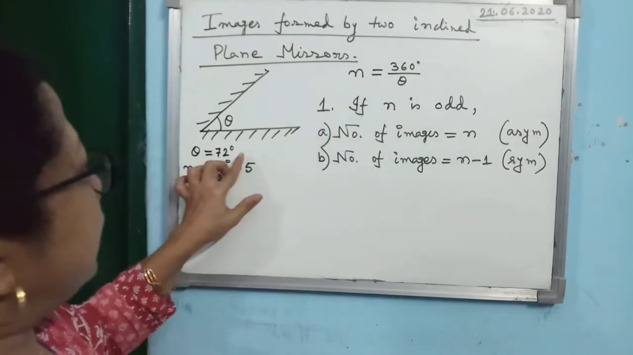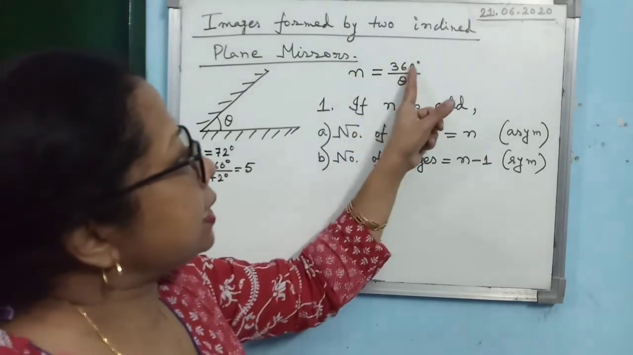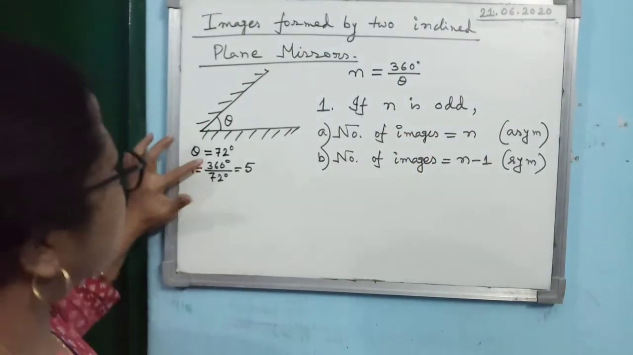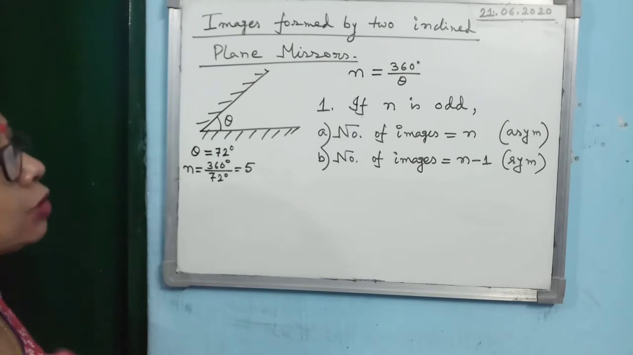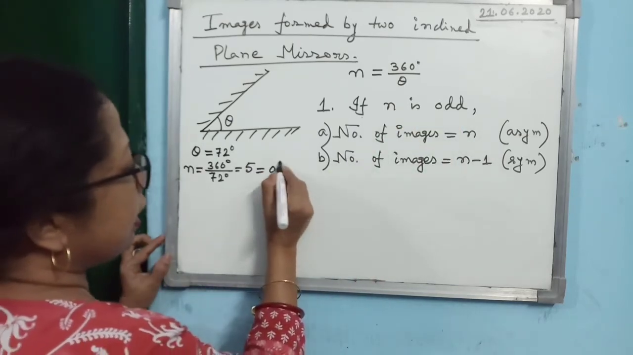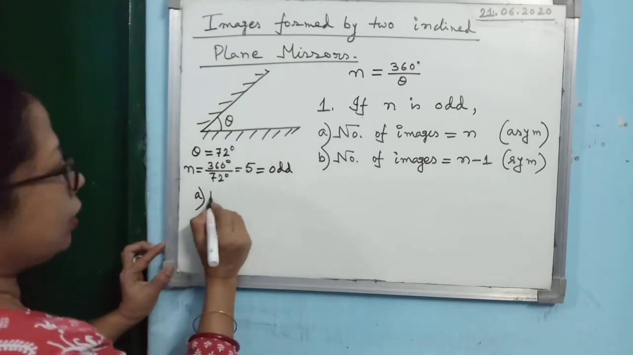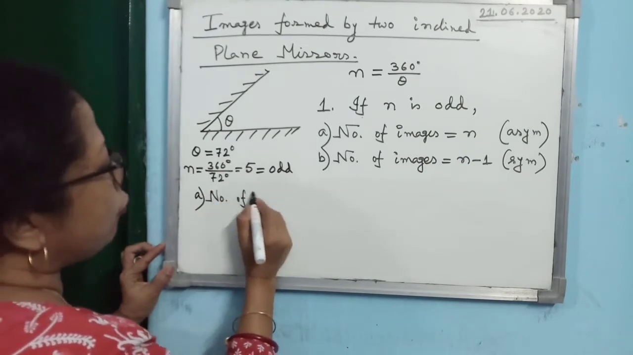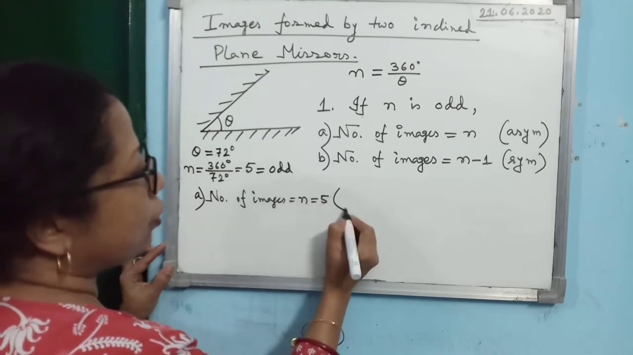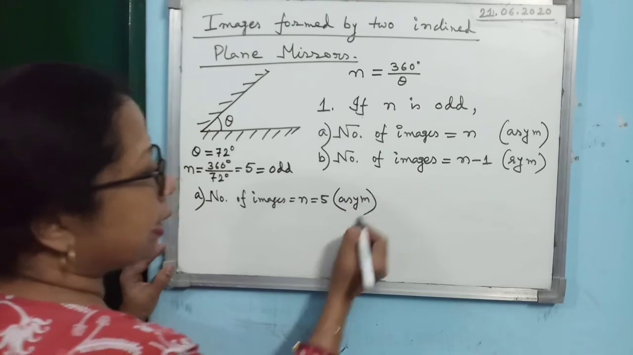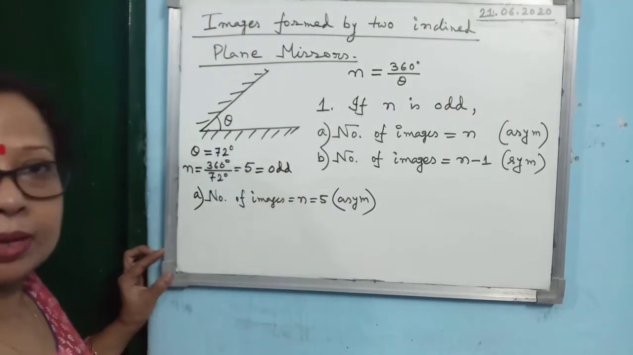Suppose theta is equal to 72 degrees. Then, as I said, you will first calculate 360 by theta. When you calculate 360 by 72 degrees, it comes to 5. 5 means what? It is odd. Then when n is odd, what do you have to write? This is the way you will write: the number of images is equal to n, equal to 5, for the asymmetrical setup. It means you are not keeping the object at equal distances from both the mirrors.